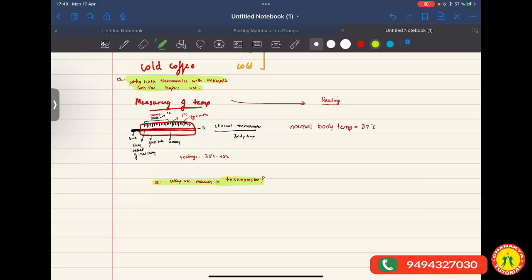Okay, now can any of you tell me why we place a thermometer under the tongue? Ma'am, once repeat. Why do you have to keep a thermometer under your tongue? Tell me, any of you. Ma'am, because it shows the exact temperature of the body, ma'am. Why only the tongue?